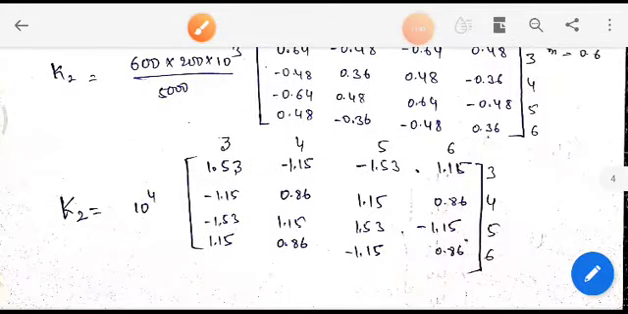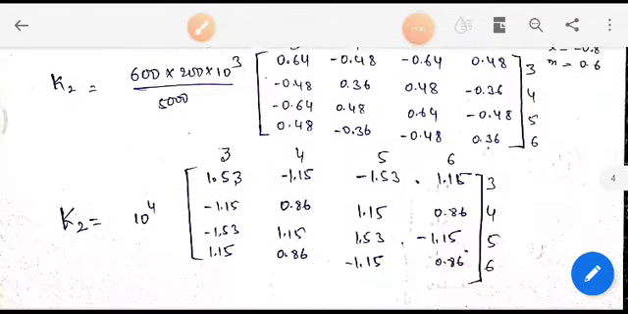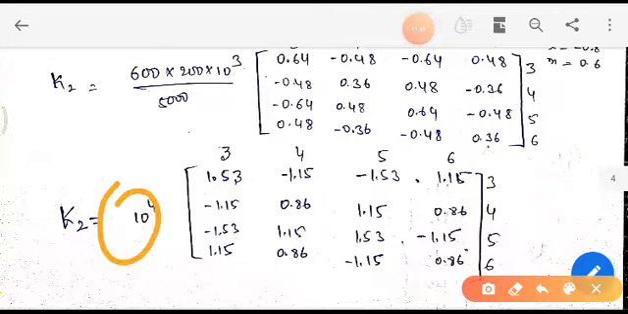If you simplify this, you will get 3 into 10 raised to 4. Again we have taken 10 raised to 4 as a common, and we multiplied, like we will get the data. If you simplify this, you will let me know what the simplification comes.